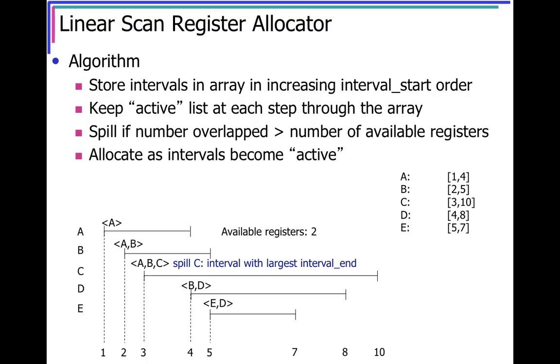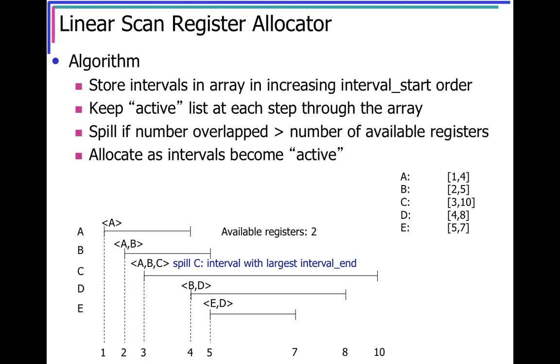So here in our example, we have our sorted array of intervals by interval start. We begin our active list with our first instruction. And we're just going to step through the instructions along the bottom, 1 through 10. At instruction 1, element A becomes live, and so we're going to add A to our active list since nothing's in our active list. The number of available registers we have, by the way, is 2. So our active list at most can have 2 elements in it.